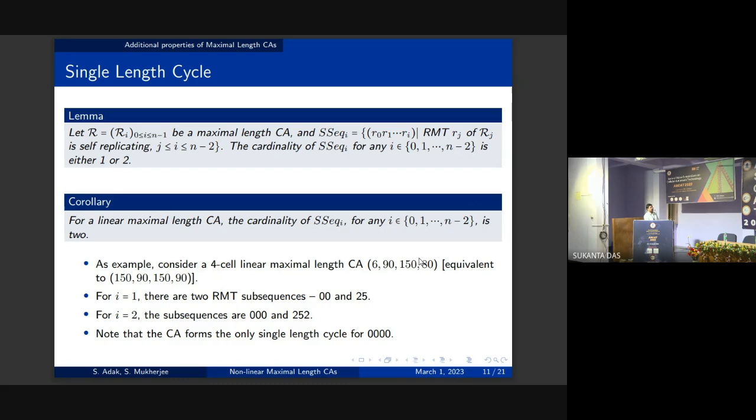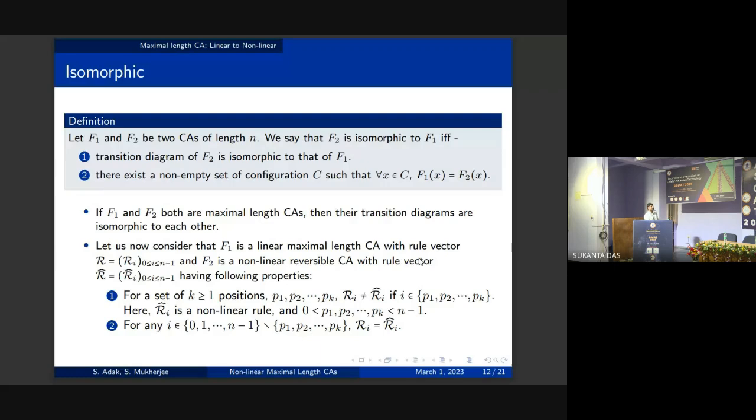Suppose in a particular position we replace a linear rule by a non-linear rule. Then some of the next state values of the RMTs will change. Like there are 8 RMTs. If we take RMT 6 and 7, when we replace the rules, the RMT values change, and then the successor also changes. That means if in the previous CA we could get configuration Y from X, in the new CA we cannot get that. Maybe we get Y from Z instead. So some configurations are affected when we change the rules.